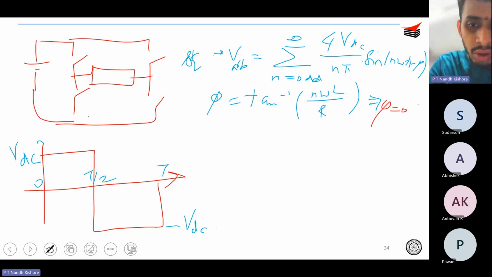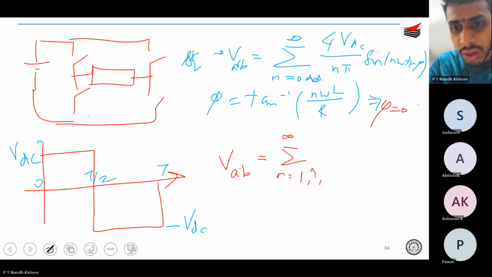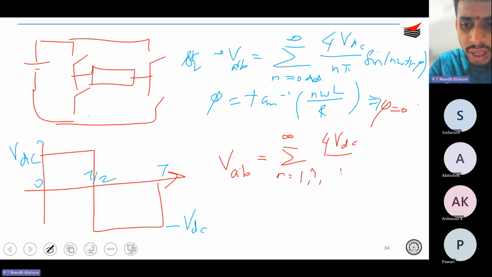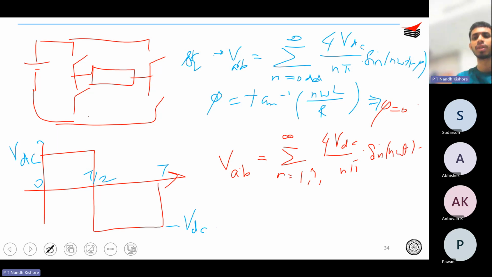So your voltage is given by sigma n equal to 1 to infinity, 4 VDC by n pi sine n omega t, because your phi is 0. Why is phi 0? L is 0. There is no L, so since there is no L, it's a pure R load. How is your current looking? Current will follow your voltage, correct? So the current will look something like this.